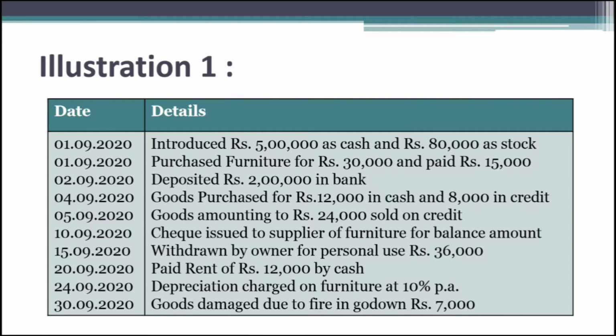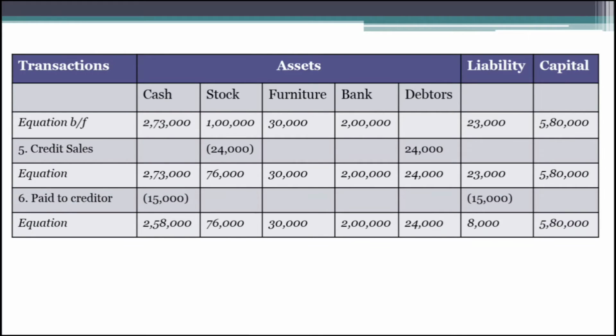Next, check issued to supplier of furniture for the balance amount. And what was the balance amount here? Rupees 15,000. So what we have done is cash is reduced by rupees 15,000 and liabilities also get decreased by rupees 15,000, and the equation is balanced.